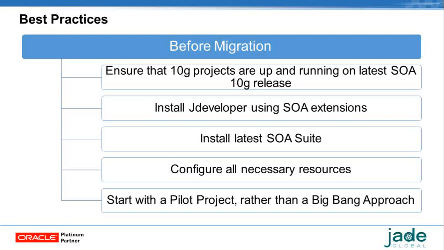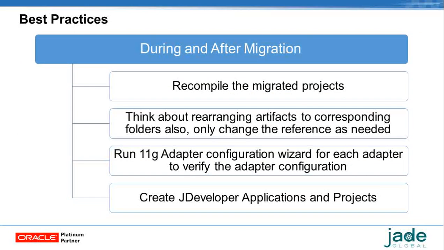During and after migration, we need to make sure that we recompile the migrated projects and rearrange the artifacts to the corresponding folders, and you need to also change the references as required. Another thing is the adapter configuration. For each adapter, you need to verify using the adapter configuration wizard to make sure that the adapters are running fine, and you can create JDeveloper applications and projects.